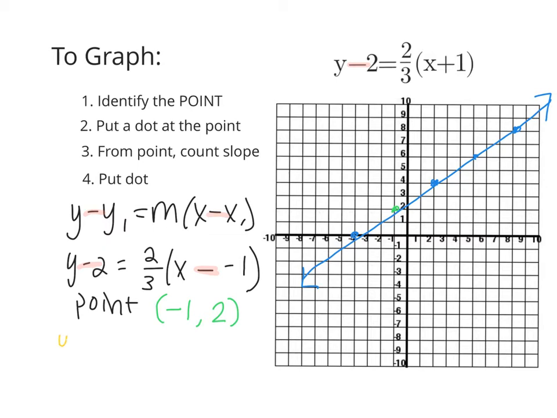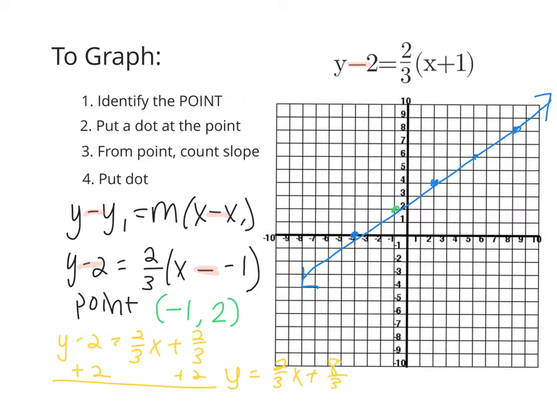What would happen is I would need to distribute my 2/3. And so I would get 2/3 x plus 2/3. And then I would need to add my 2 over, and it's everybody's favorite thing, which is fractions. 2 plus 2/3. Yes, some of you say 2 and 2/3. That's not exactly correct. It's not wrong. But this would be 8/3 when I add those together. So my equation would be y equals 2/3 x plus 8/3.